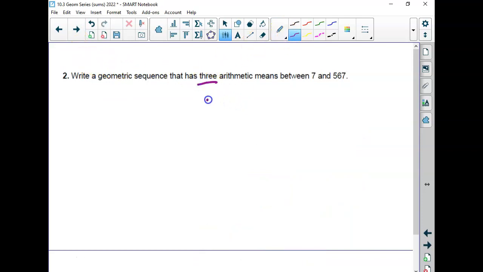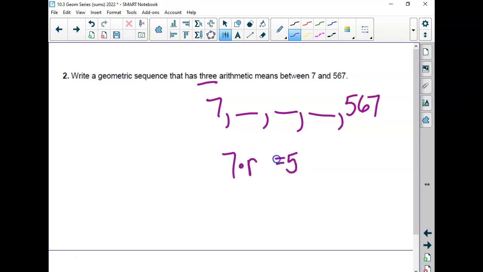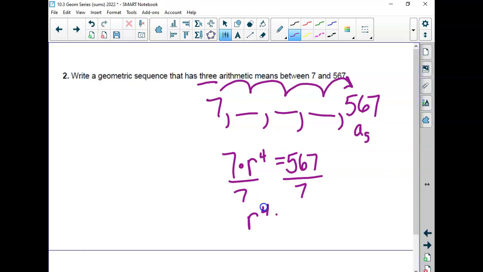This time it says there's 3 missing terms between 7 and 567. Now, do you want me to write it in a fancy way, or are you just okay with saying that means 7 was multiplied by r how many times, guys? 1, 2, 3, 4 times? Okay, because if you counted, this is the 5th term. All right, so if I divide by 7, I think I get 81, don't I?